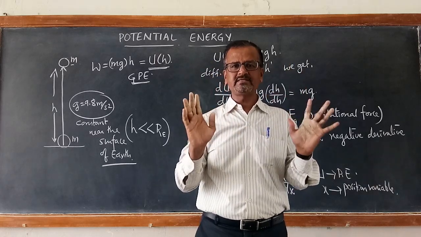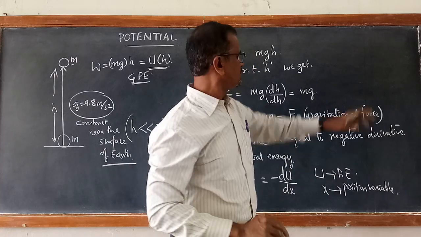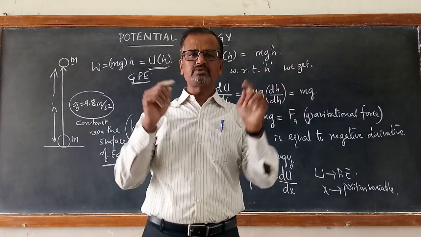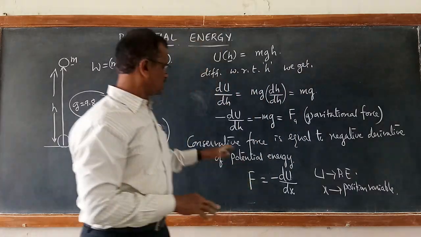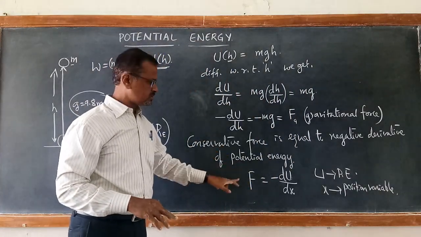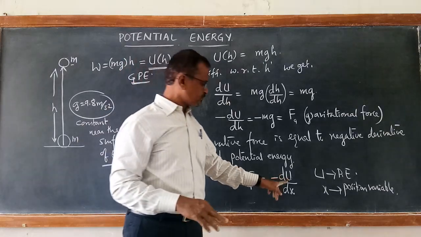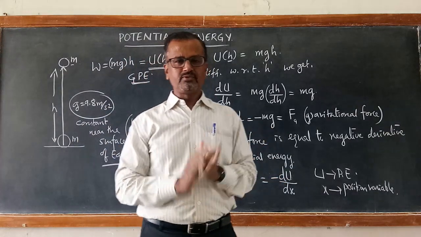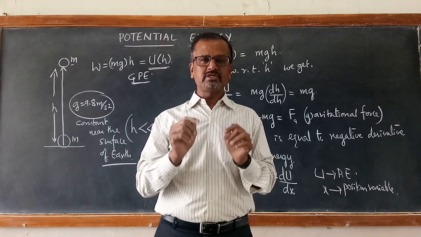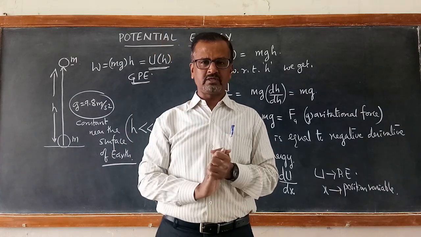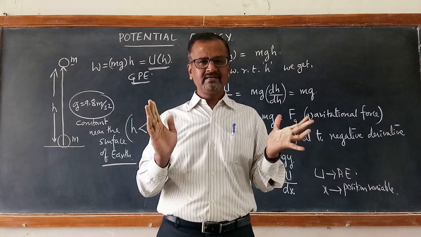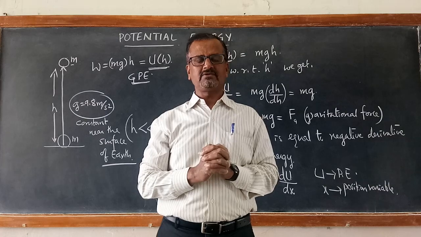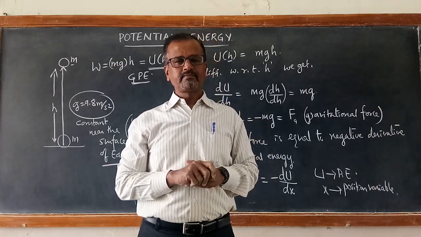So these are the ways we define what a conservative force is. This is the first way: the force, work done against which is stored in the form of potential energy. This is the second way: the force which is expressed as the negative derivative of potential energy. The third one: the force, the work done against which depends only on initial and final position. And the fourth one: work done in the closed path is 0. So such a class of forces are called conservative forces.